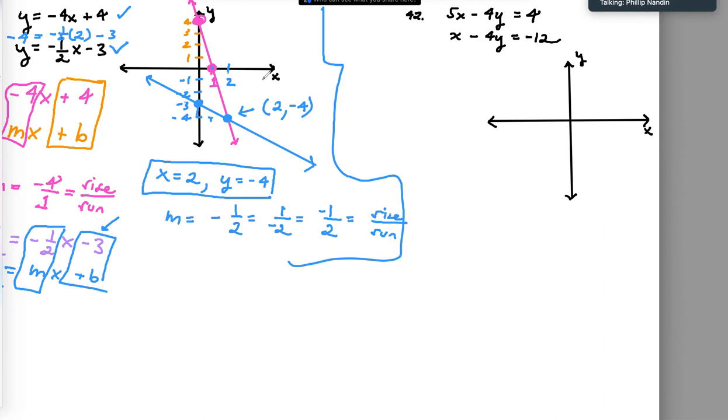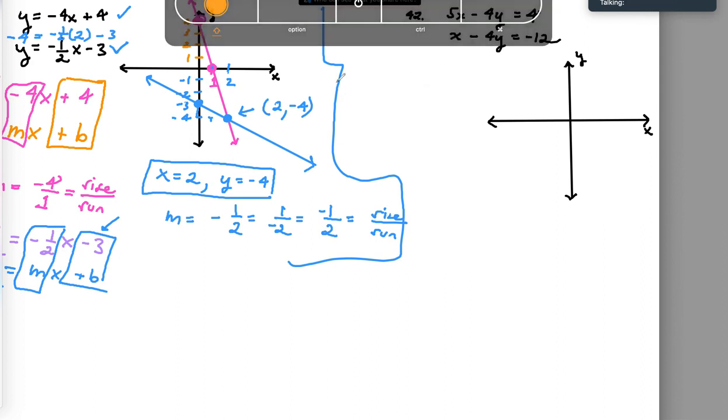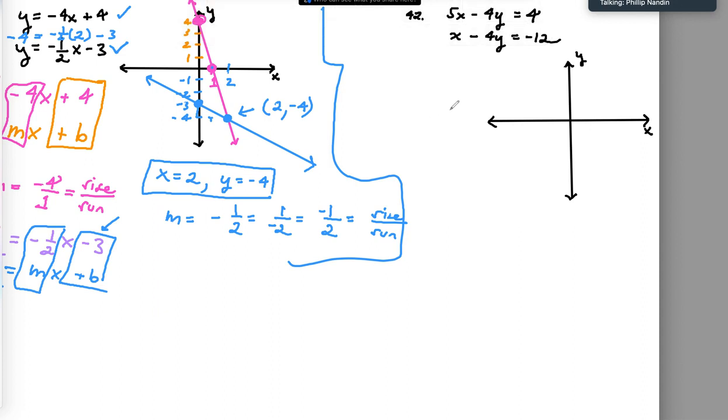Now, for this one, number 42, it has the same directions. It says solve the system by graphing. The difference is that both of these equations are not in the form y equals mx plus b. So you want to graph both of them, and the way you do that is by first rewriting them into the form y equals mx plus b. That's your first step.